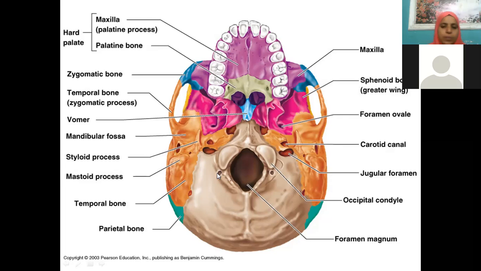This is the posterior condylar canal. This is the foramen magnum. This is the external occipital crest. This is the external occipital protuberance. We have the highest nuchal line, then the superior nuchal line, then the inferior nuchal line. In front of the occipital condyles, we have one more canal, same like this. It is the hypoglossal canal.